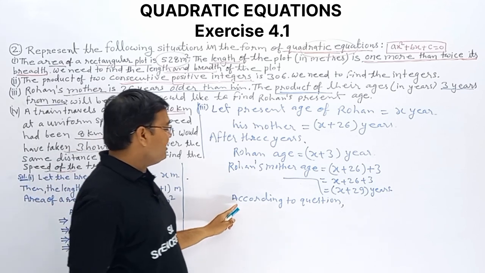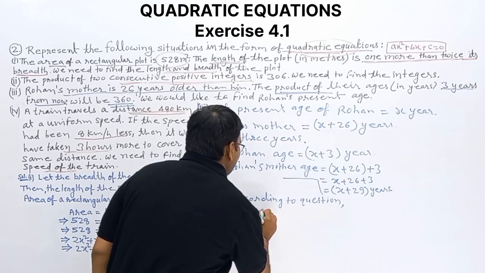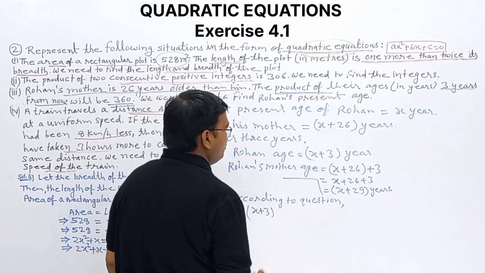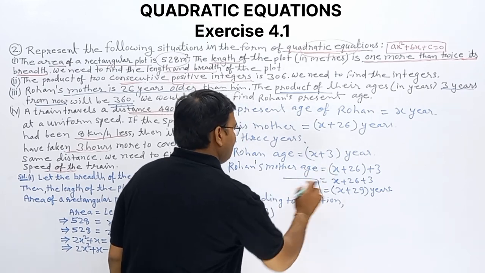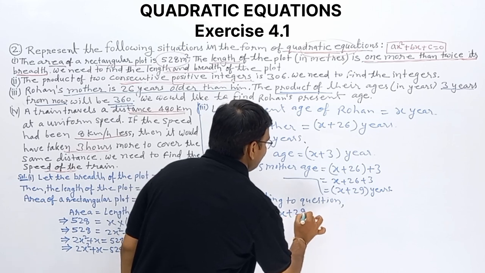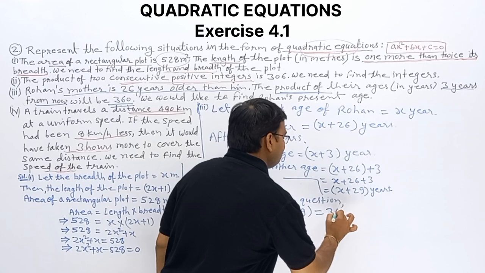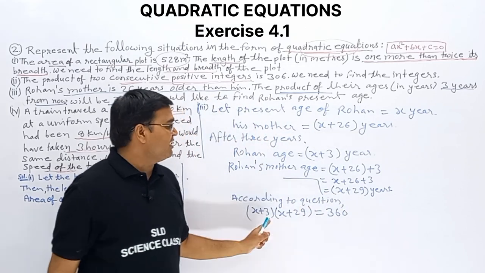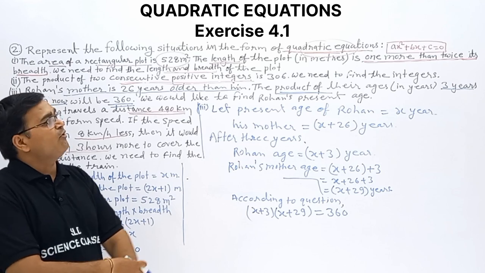360. So we are writing according to the question, the product of both: x plus 3, this is Rohan's age, into x plus 29, this one is his mother's age, equal to 360. Clear? Getting how we are getting this equation? Now we are getting an equation, and what do we want?